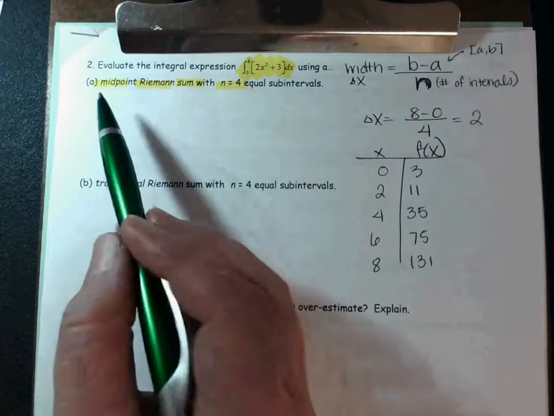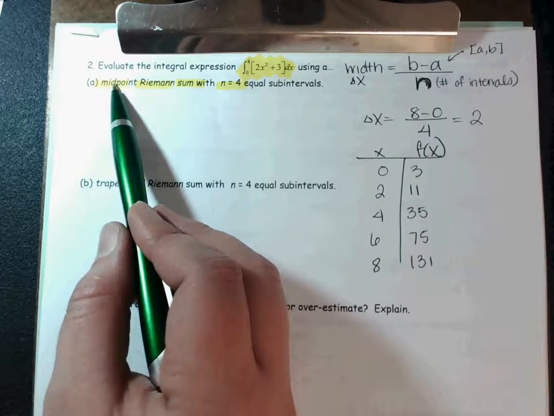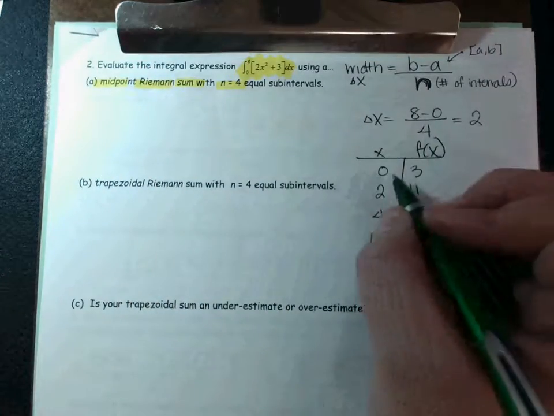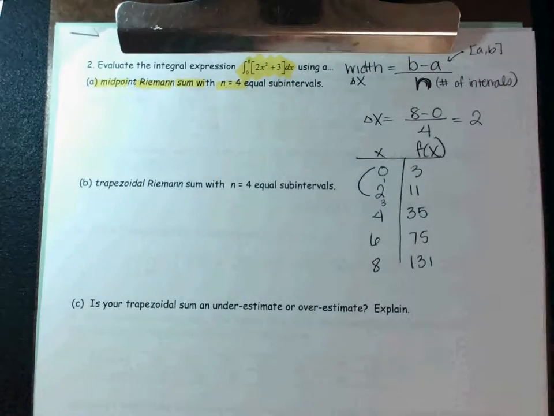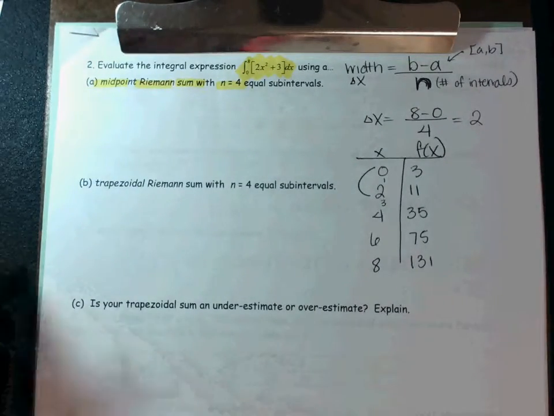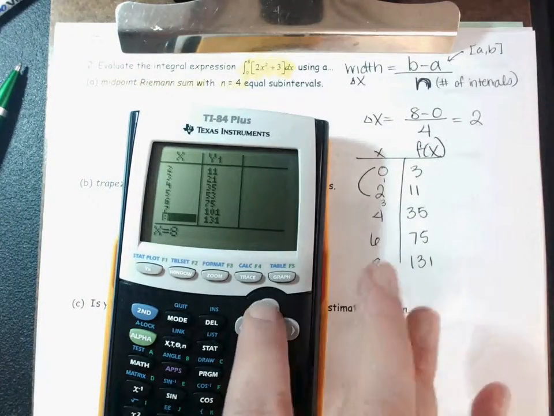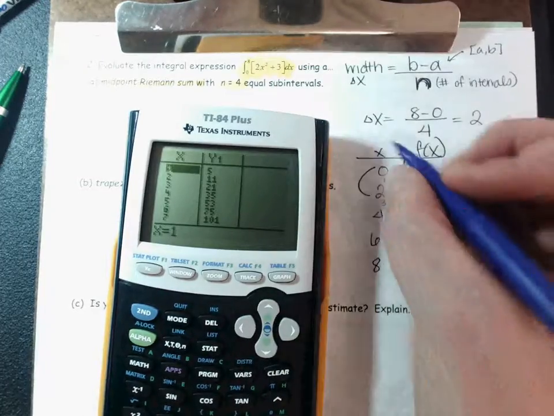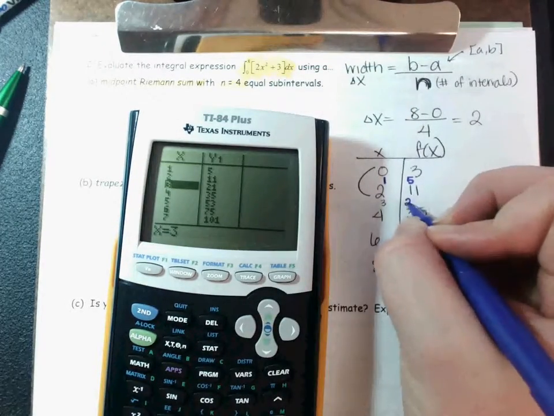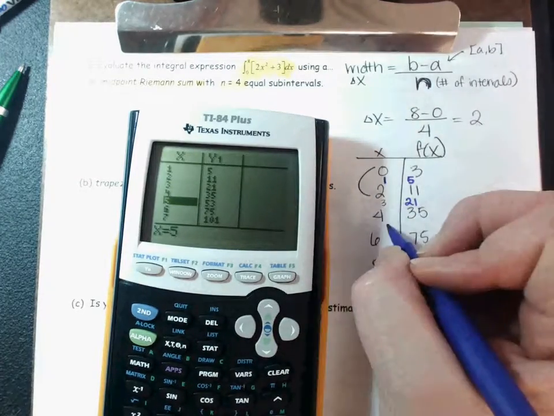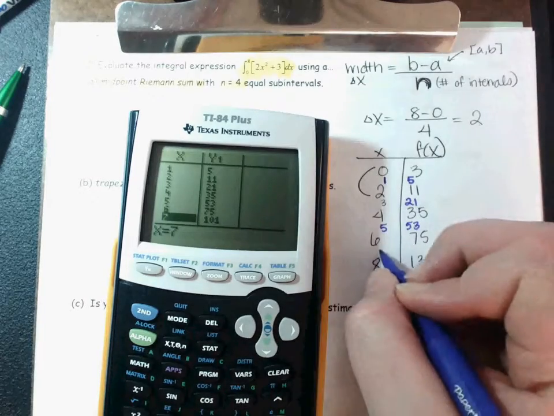Okay, so a midpoint Riemann sum means that I'm going to have to skip one. Oh, crap. If I'm going to have to skip one, I'm going to have to pick all of these numbers in the middle. Because think about it. If I'm going from 0 to 2, what's my midpoint? 1. So let me go back and I'll do all my midpoints in purple. So at 1, my number was 5. At 3, I got 21. At 5, I got 53. And then at 7, I got 101.